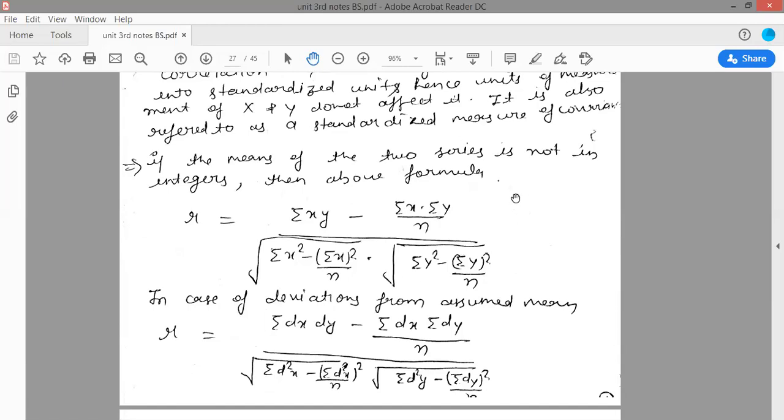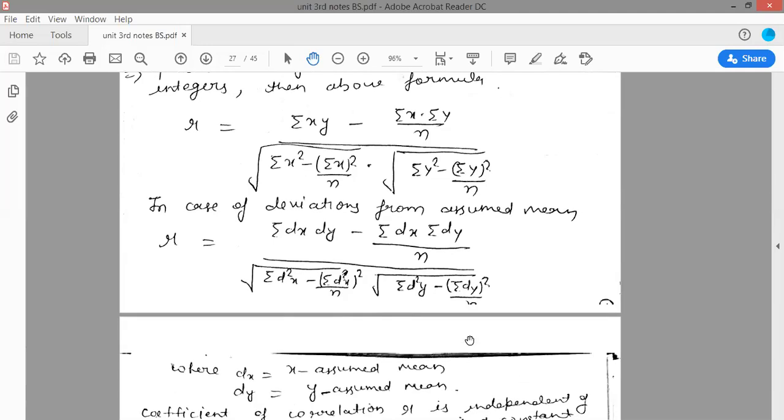So there is another formula, and this formula is very important, and we will find our coefficient of correlation by using this formula. So r is equal to, r means coefficient of correlation, Karl Pearson coefficient of correlation, summation xy minus summation x summation y upon n, whole upon square root of summation x square minus summation x whole square upon n, into summation y square minus summation y whole square upon n. So this is your another formula.